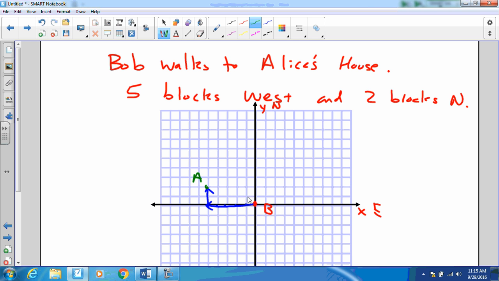Now here's the thing. Assuming that there are no buildings in the way, Bob actually wasted a little bit of effort. What could he have done instead? He could have gone straight there. And if he went straight there, like this, then what would be the same and what would be different about the blue motion versus the red motion? The red motion takes us down. Same or different?